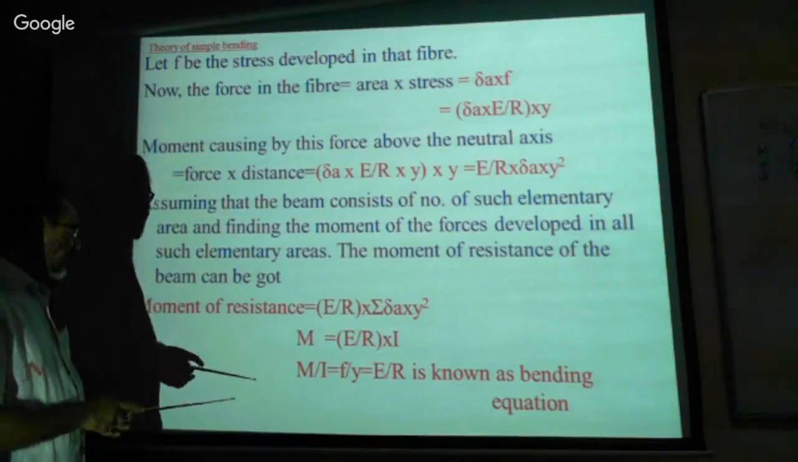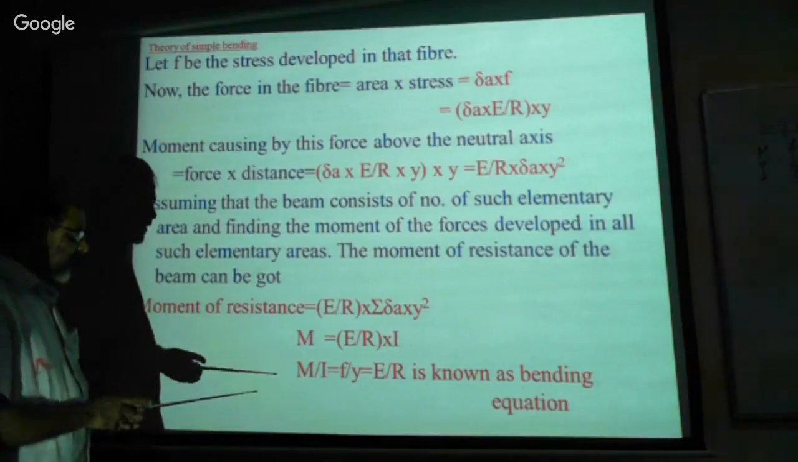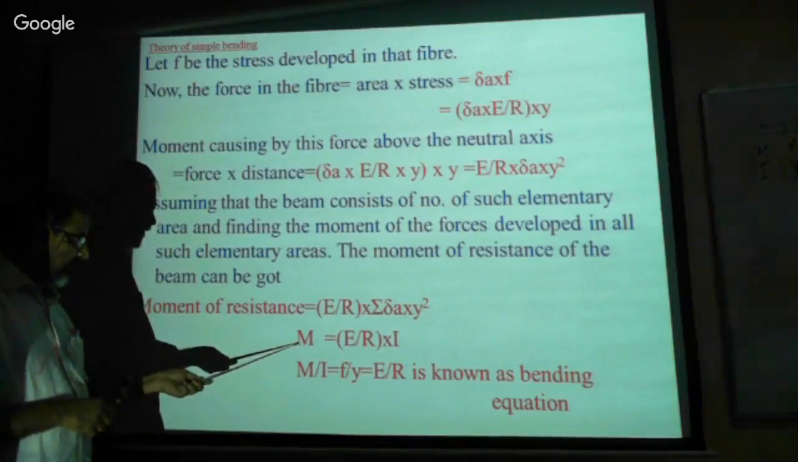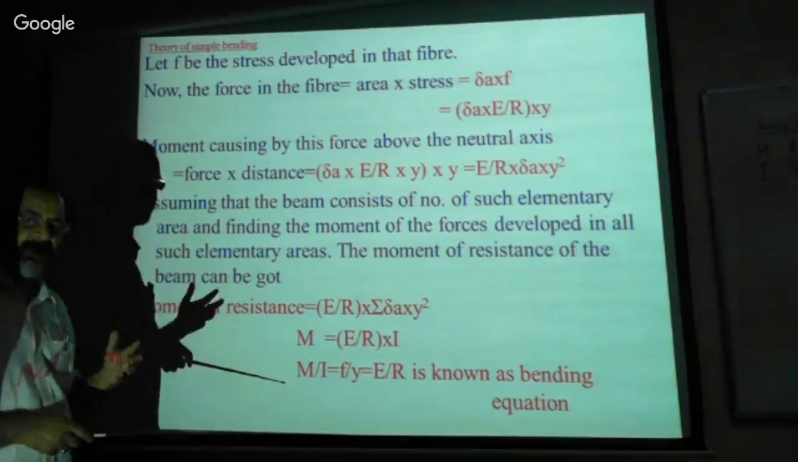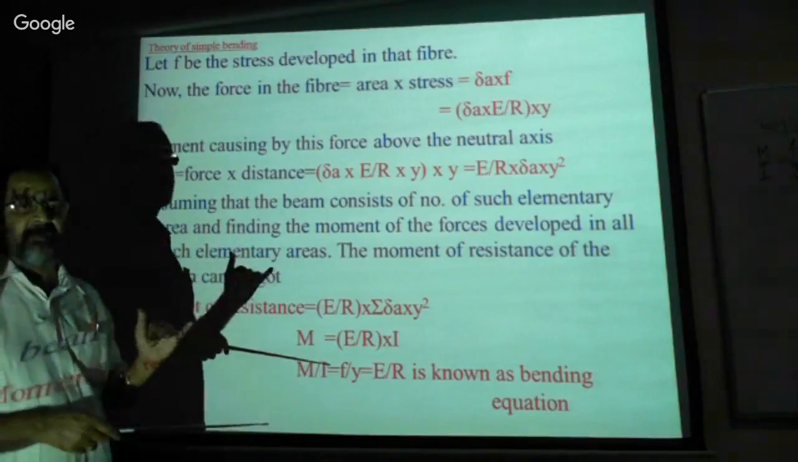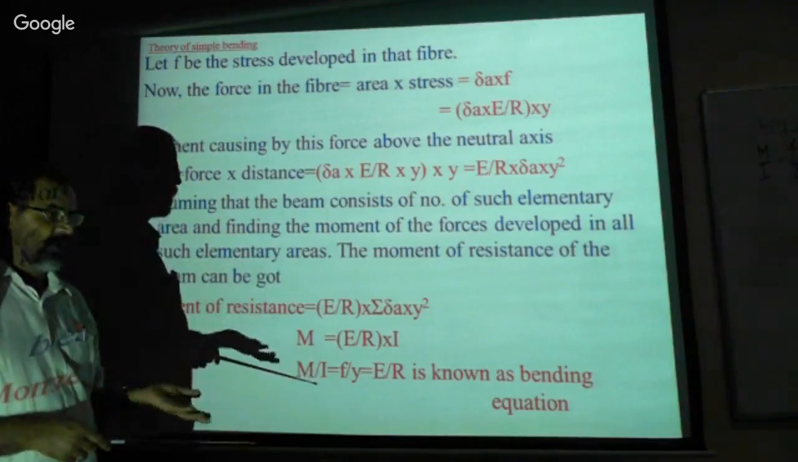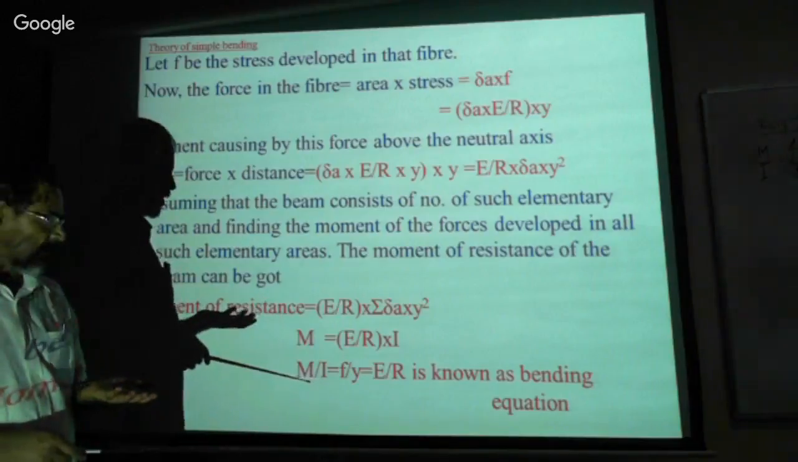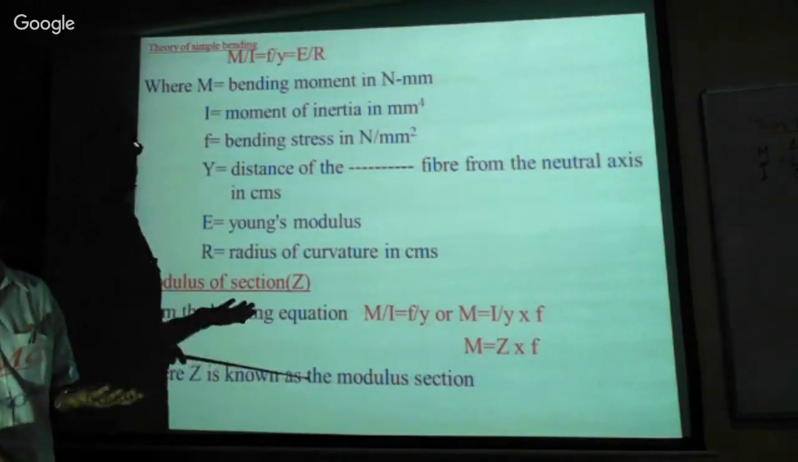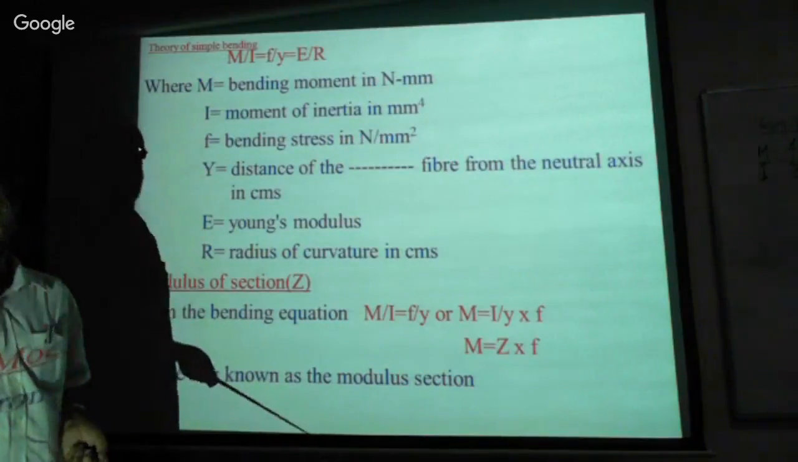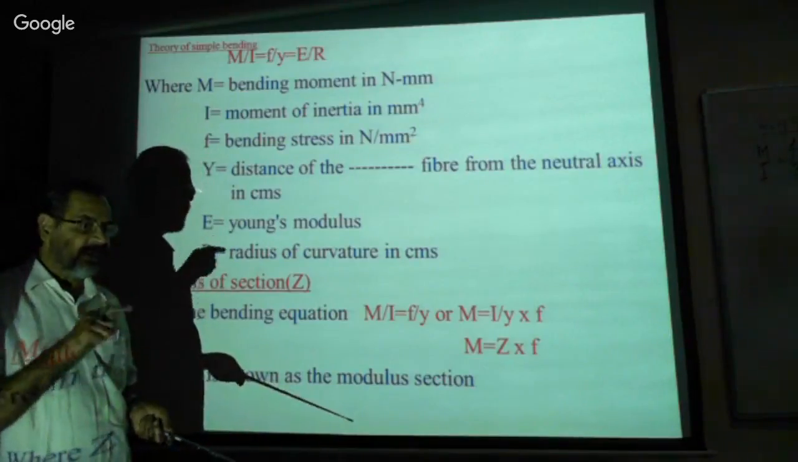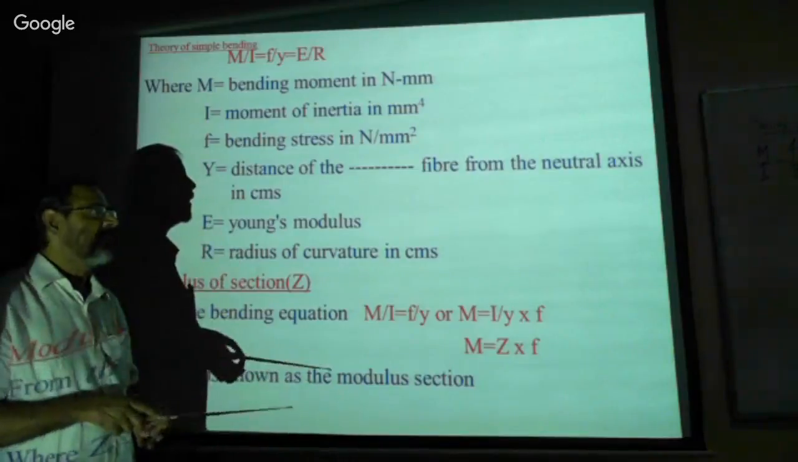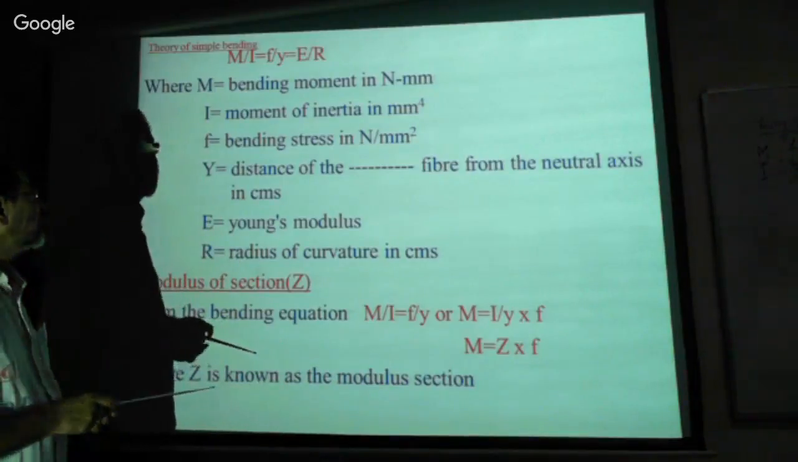Now here, M is the moment of resistance. Always the moment of resistance is equal to the bending moment. The bending moment occurs due to the load applied, isn't it? The moment of resistance is induced in the beam section depending upon how the beam is.